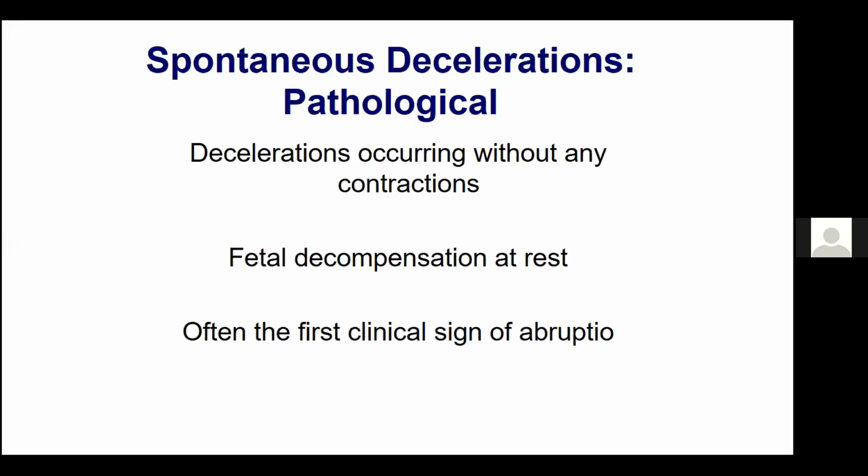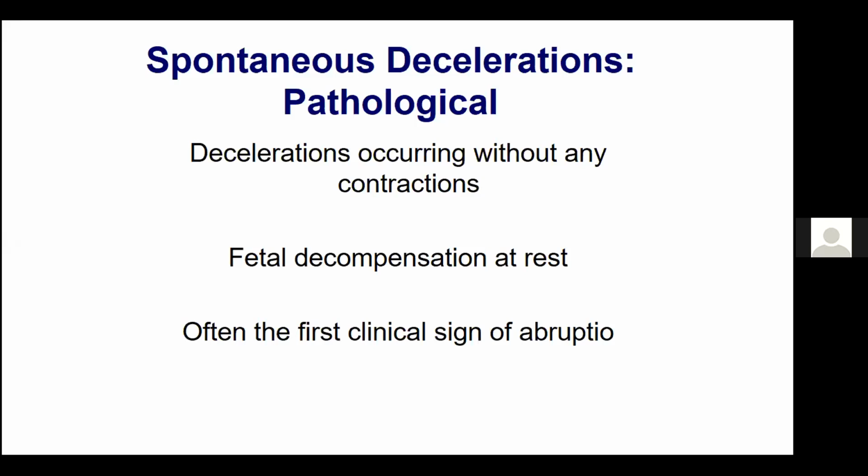Why are we doing that? It's because we want to pick up when you get to end-stage placental insufficiency. The tendency is that when you do an antenatal CTG, you will see the decelerations spontaneously in a person who's not in labor. So if you see these spontaneous decelerations, they are pathological. And what do they mean?